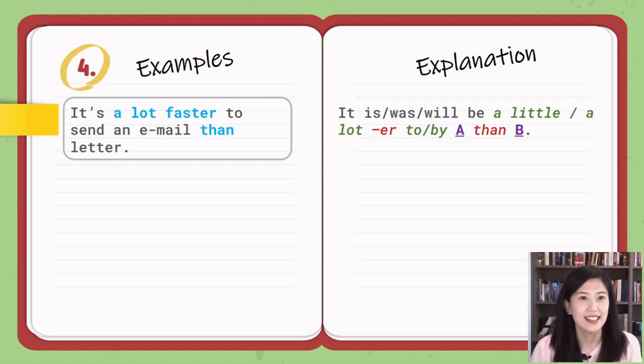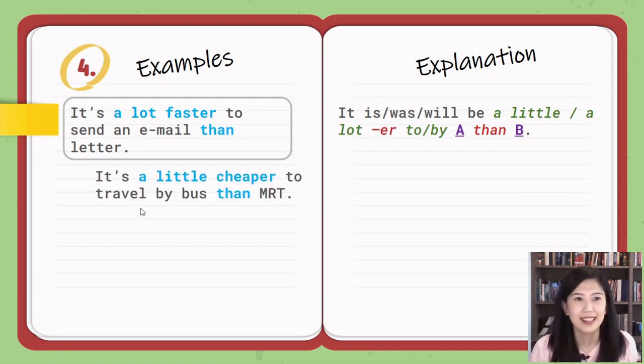The next sentence: it's a lot faster to send an email than a letter. So the basic format is something, for example, it is, it was, it will be, once again depending on your tense, a little bit or a lot, ER, to or by, A, then B. Let's take a look at a few more examples. It's a little cheaper to travel by bus than MRT.